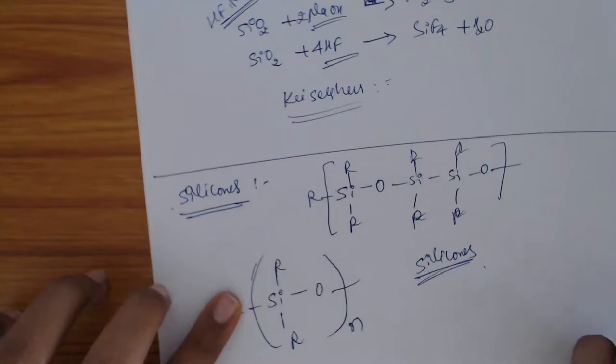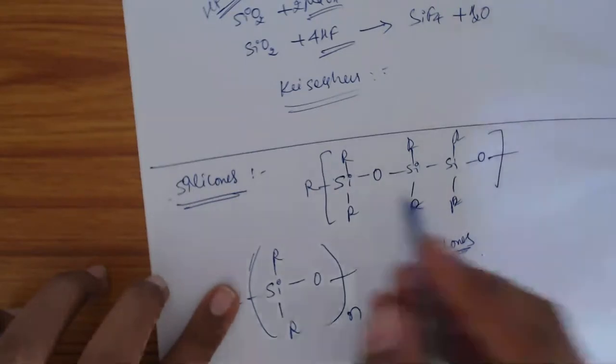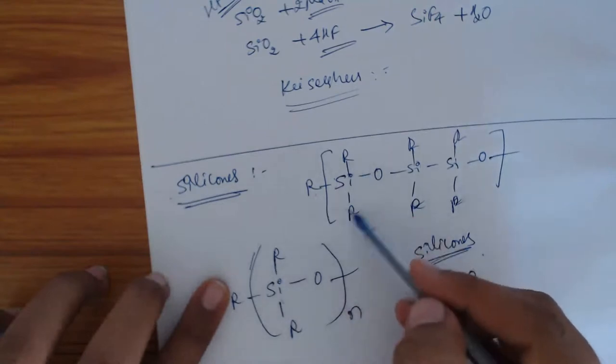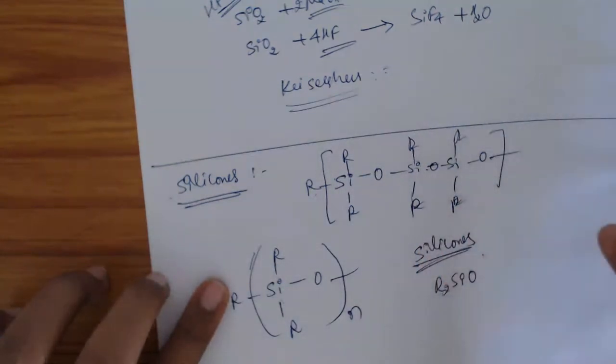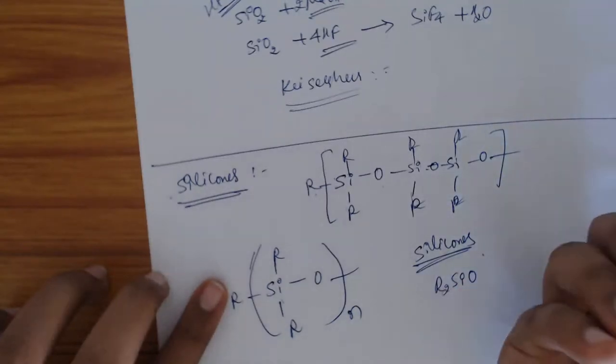Synthetic organosilicon polymer, with the repeating units of what? R2SiO. Here listen, R is there. The repeating unit is only this much. Right? Here O is there. So this is called as what? The silicone. How is it prepared?